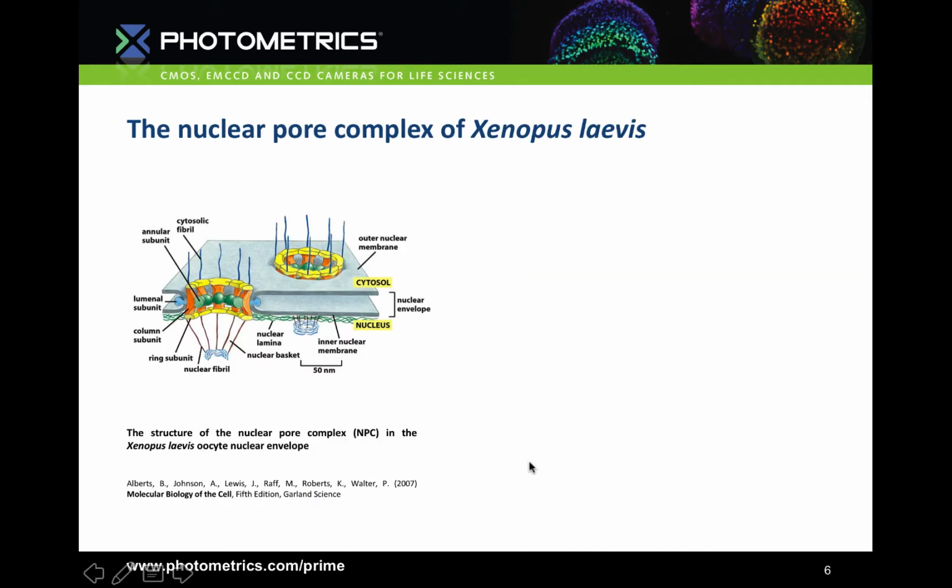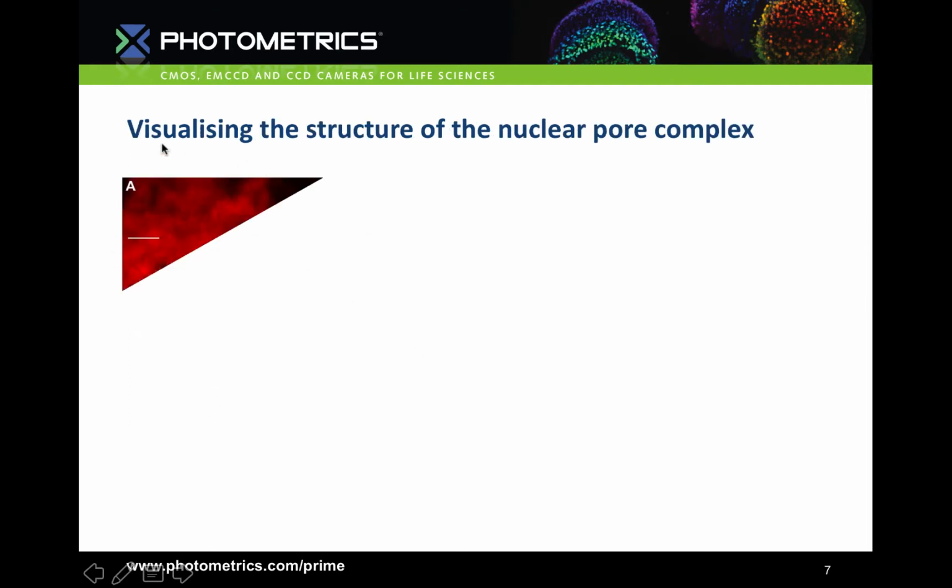A great example of the weakness of conventional fluorescence techniques is in determining the structure of the nuclear pore complex of Xenopus laevis. So the nuclear pore complex is an 8-protein complex that creates a hole in the nuclear envelope which allows cellular components to pass through. It's 50 nanometers in diameter, which is below the diffraction limit. So if we were to label the 8 proteins of the complex, it would be impossible to visualize them individually. And indeed that's what we see when we try to visualize these complexes using wide-field fluorescence microscopy.